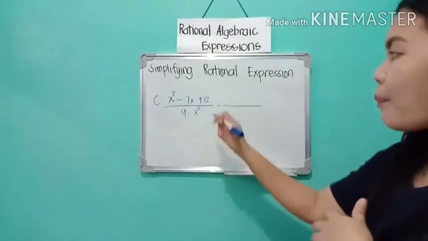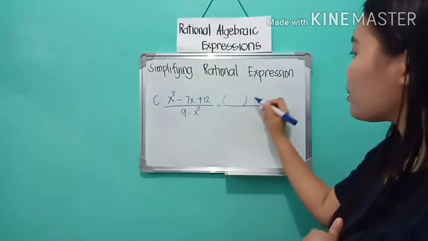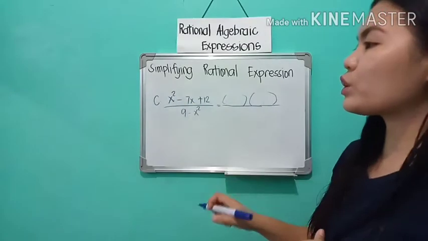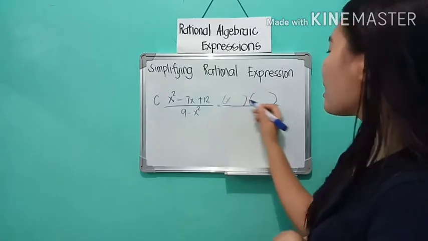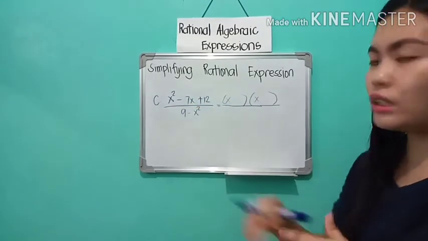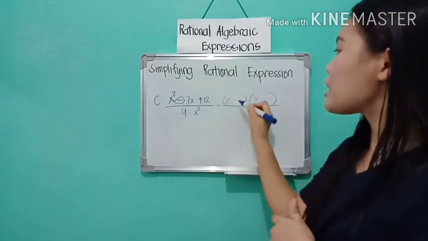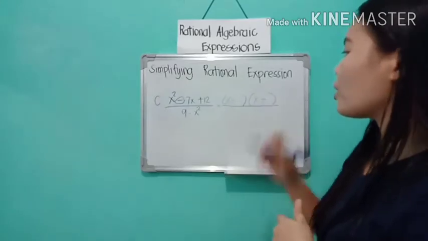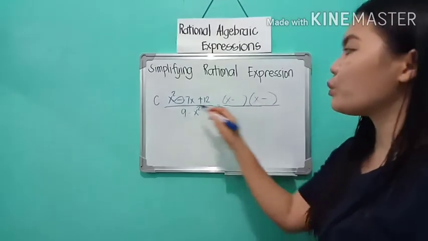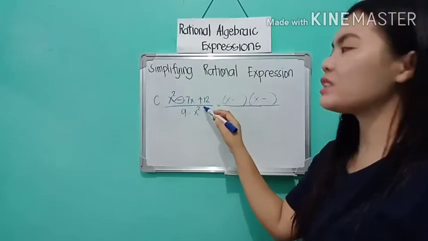Alright, so what we will look for are the factors of the first term and the last term. The factor of x squared is simply x and then x. Since the second term is negative, let's put both subtraction. Why? It is because if we add two negatives, it will give you negative. But if you multiply them, it will give you positive.